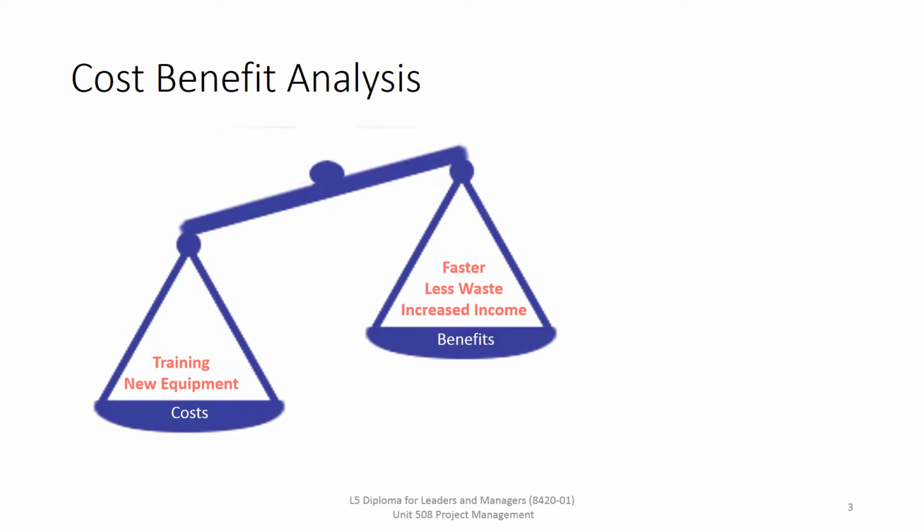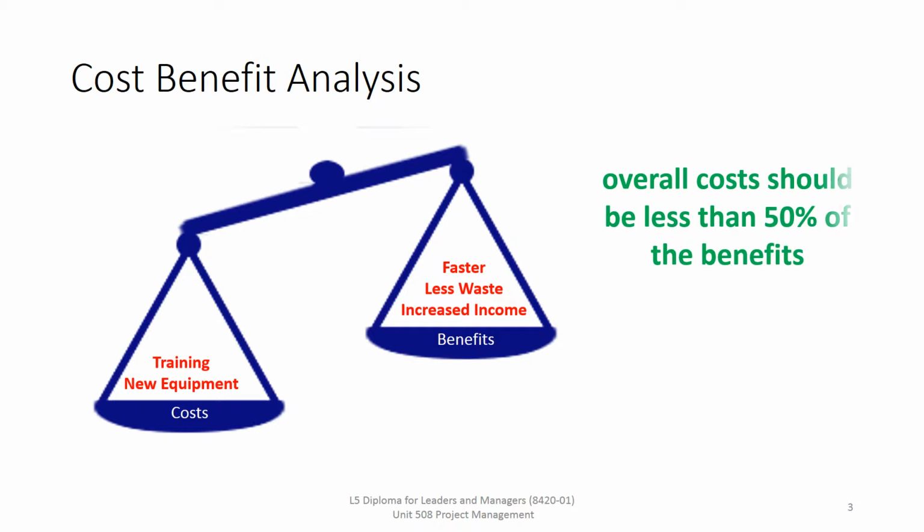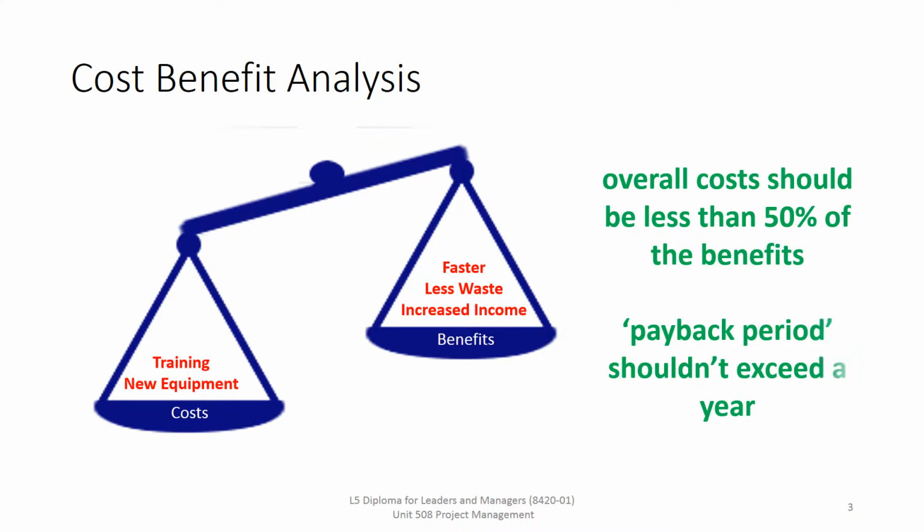So what's cost-benefit analysis? Well, simplistically, and in project management terms, it's about deciding quantitatively whether to go ahead or not. So you see, it's about balancing the costs against the benefits, and usually in monetary terms. It's often quoted as a rule of thumb that the overall cost should be less than 50% of the benefits. And additionally, the payback period, and we'll talk about that in a minute, shouldn't exceed a year. So that's the length of time it takes to recover the costs. The shorter the better, obviously, so the initial outlay is at risk for a shorter period of time.